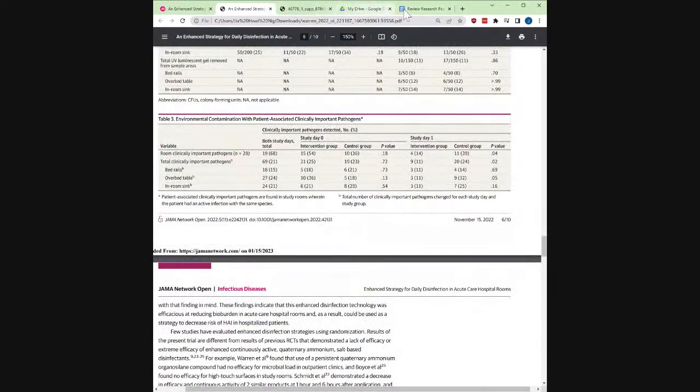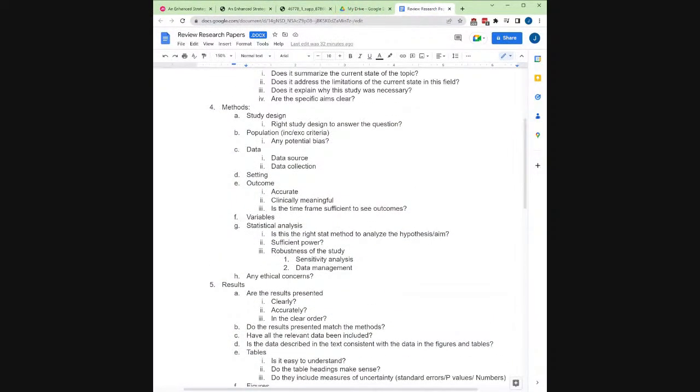Okay, so let me go back to this. And remember, we were talking about the methods. The population seemed reasonable. The outcome was accurate. Now the question is, is it clinically meaningful? So here they mainly talk about the first step, whether the bacteria is different or not. But to say, oh, this is the best study in the world, we don't know yet, because they're not looking at patient outcomes. So that's one thing you need to put at the back of your mind.